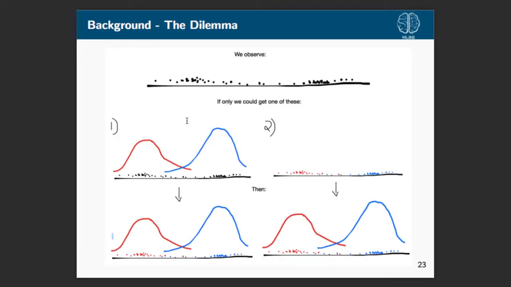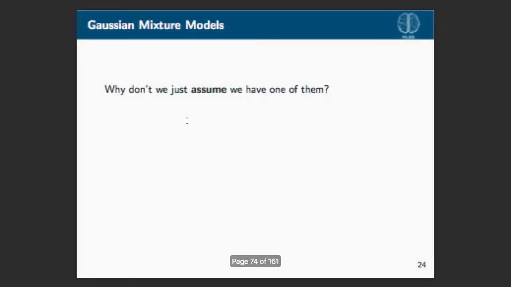So here's a recap of our fundamental dilemma. We observe a bunch of unlabeled points. If we had the distributions, we could classify them. I've colored the points here. If we had the colored points, we could find the distributions. But we have neither of those. Does that make sense to everyone? Okay, cool.